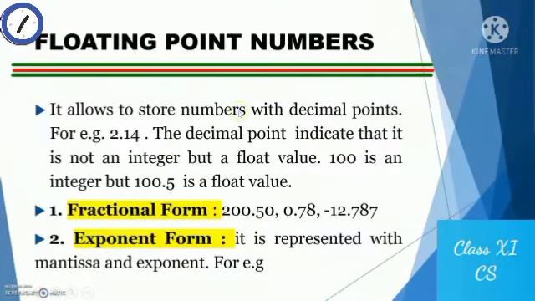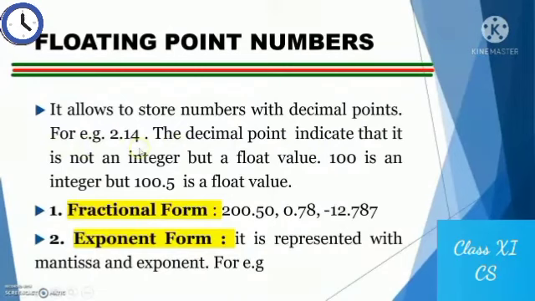Next are the floating point numbers. It allows us to store numbers with decimal points. For example, 2.14. The decimal point indicates that it is not an integer but a float value. 100 is an integer but 100.5 is a float value.